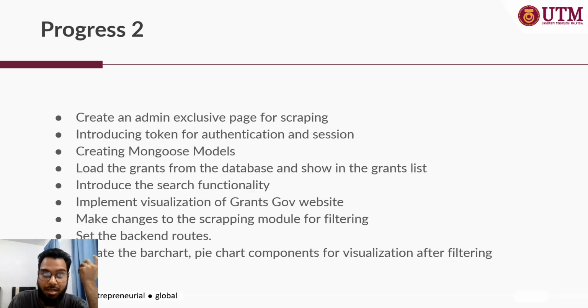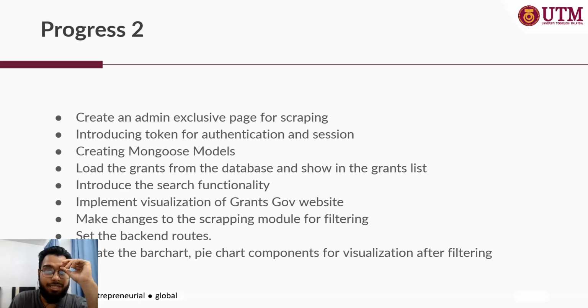In progress one, I introduced the user roles. So the admin had some exclusive features, and the normal users were not allowed to use those features. Introducing a token for authentication and session, and then I created the Mongoose models for storing the user information and the grants details in the MongoDB database, and then loaded the grants from the database and showed them in the grants list, introducing the searching functionality for searching the grants from the grants list. This data is also coming from the database.